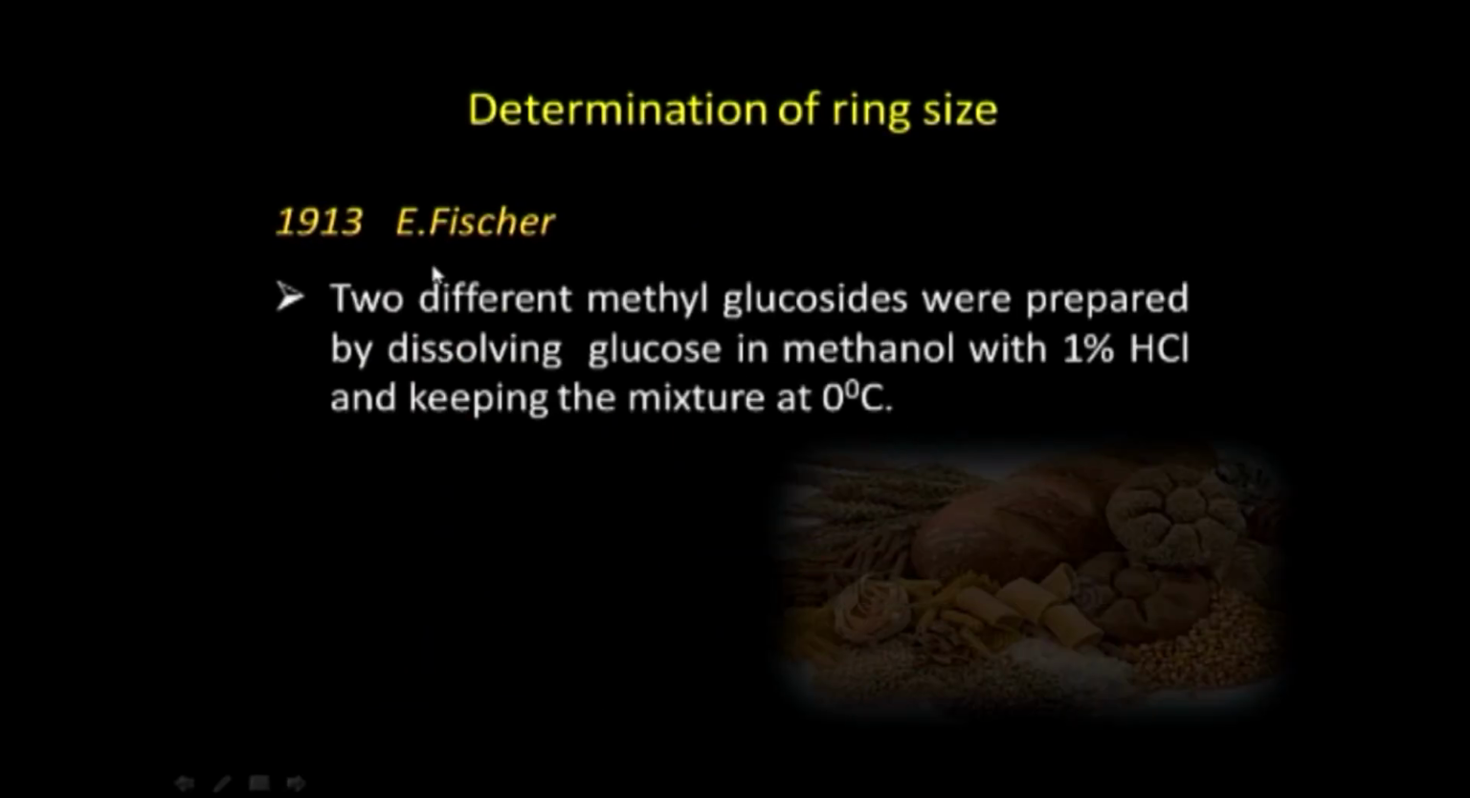Then in 1913, Fischer was doing some other experiments on glucose, and he could isolate two more methyl glucosides when he prepared this glucoside by dissolving glucose and methanol with 1% HCl and keeping the mixture at 0 degrees Celsius. Earlier the glycosides were obtained by heating the glucose with methanol and HCl. Two more compounds which were different from the earlier glucosides were obtained by keeping the mixture at 0 degrees Celsius. It means glucose gives 4 different methyl glucosides.